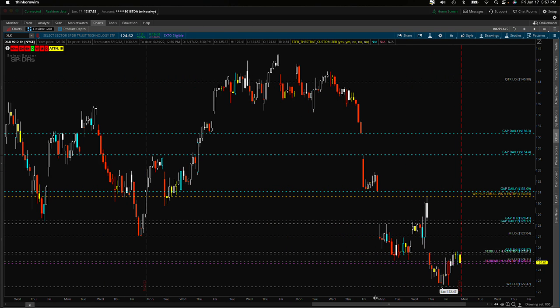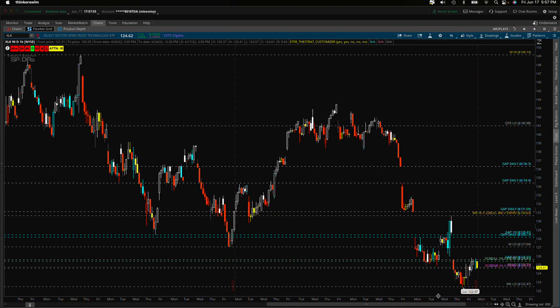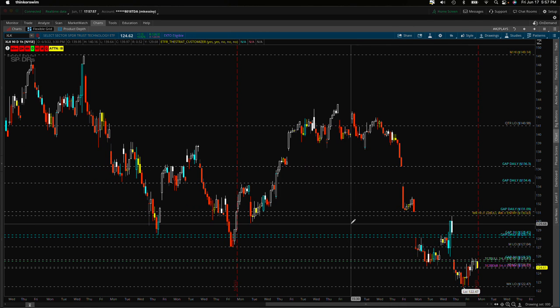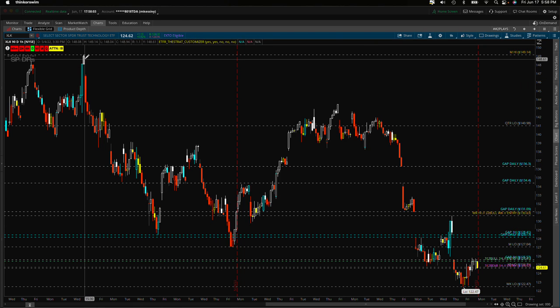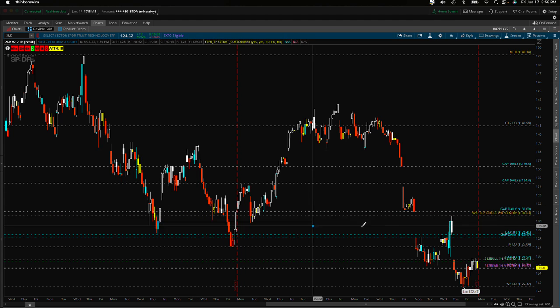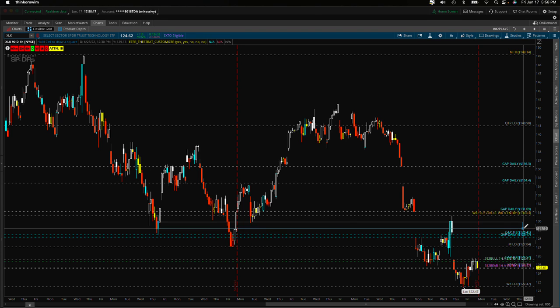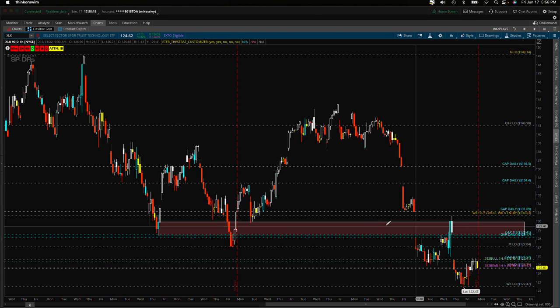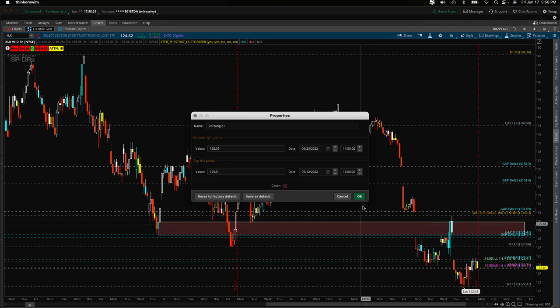Let's look at our supply and demand zones. So go to the rectangle tool. You can see price fell from 149 down to 129. So here is a demand zone because price stopped here before it went back up. So we'll mark here. So this will be our demand zone.